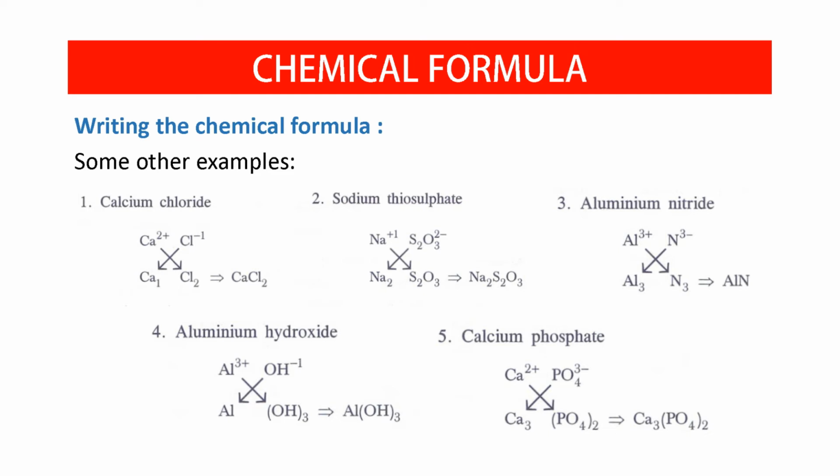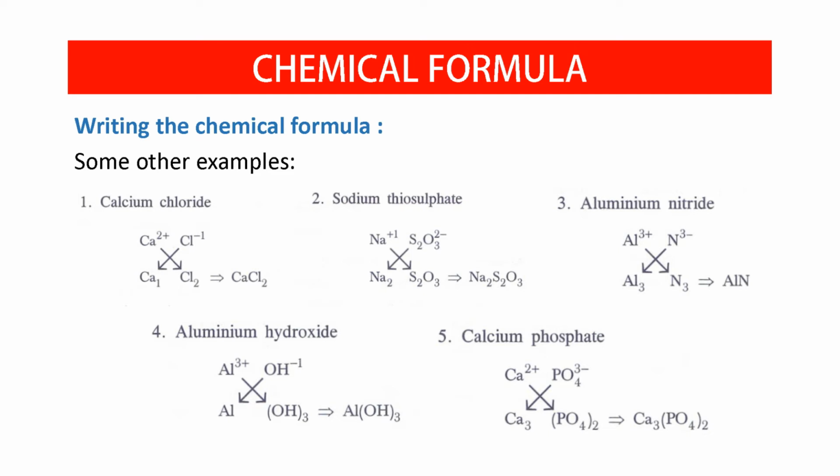So let's revise the steps. There are 3 steps to writing the chemical formula. First step, we write the positive radical first, then we write the negative radical. In step 2, we interchange the charges of the radicals and write them at the base of the element. And the final step, we take the ratio of the charges and we get the final formula.